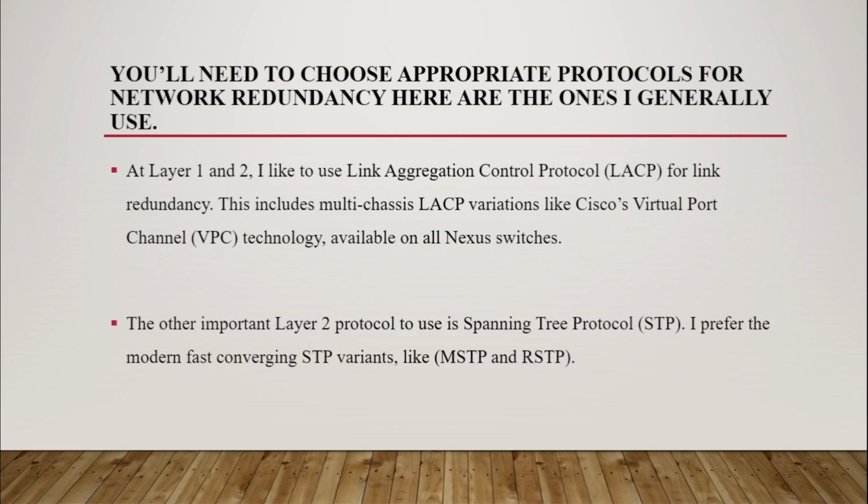For example, at layer 1 and 2, I like to use Link Aggregation Control Protocol, which is LACP, for link redundancy. This includes multi-chassis LACP variations like Cisco's Virtual Port Channel (vPC) technology, available on all Nexus switches. The other important layer 2 protocol to use is the Spanning Tree Protocol. Don't forget, I prefer the modern fast-converging STP variants like MSTP and RSTP.